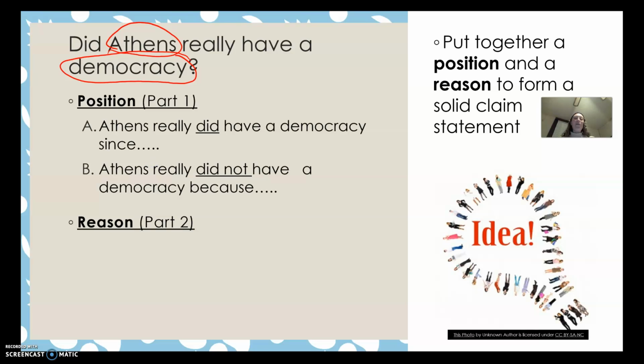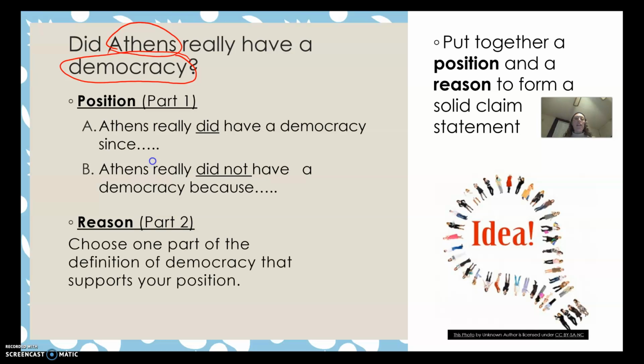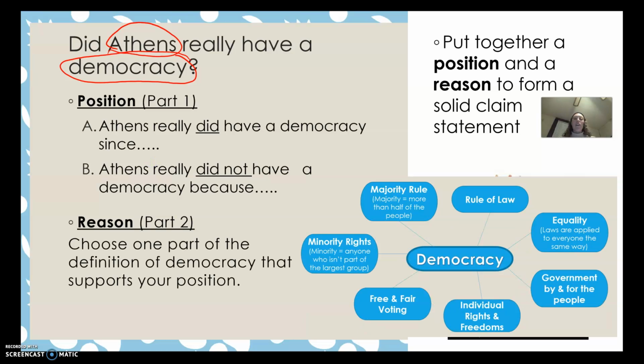Now that you have finished writing the opening that gives the topic and answers the question with either Athens did have democracy or Athens did not, you need to come up with your reason. And that should be based on the definition of democracy. So choose one of these that you are going to write about that Athens either did or did not have. You need to be able to explain how you know that Athens did or did not have that. So make sure it's one you understand.